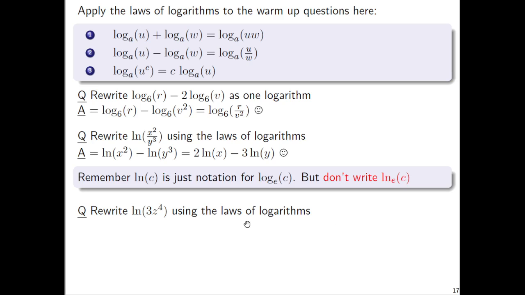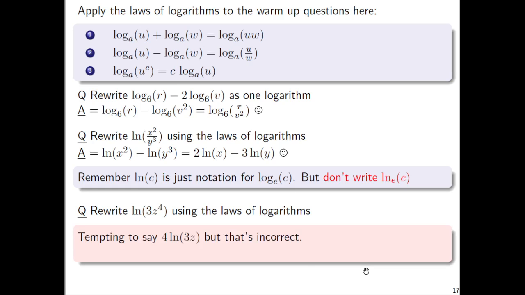Okay, let's try another one. ln of 3 times z to the 4th. I'm going to use these formulas up here. You got to be careful. It's very tempting for people to want to say 4 times ln of 3z, but that's incorrect, actually. The thing is, you might say, whoa, come on, that looks just like the third formula. Don't I just take that c that's positioned right there, like the 4, and I just bring that c in front of the log, so I bring the 4 in front?